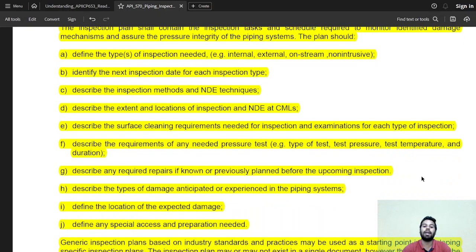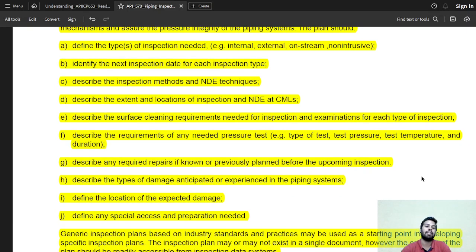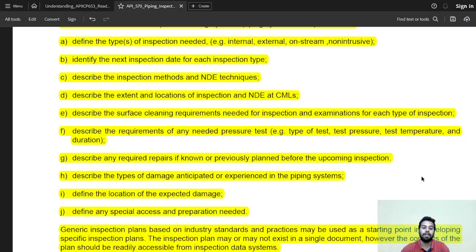Describe any required repairs, known or previously planned, before the upcoming inspection. Describe the types of damage anticipated or experienced by the piping systems. Define the location of the expected damage and define any special access or preparation needed.